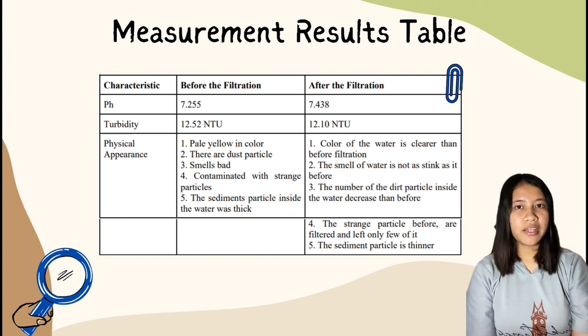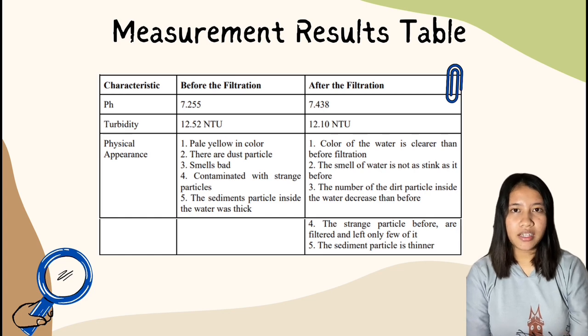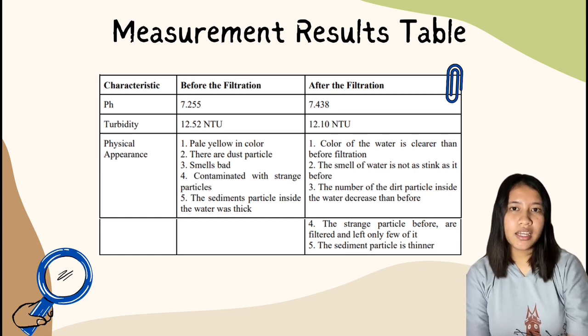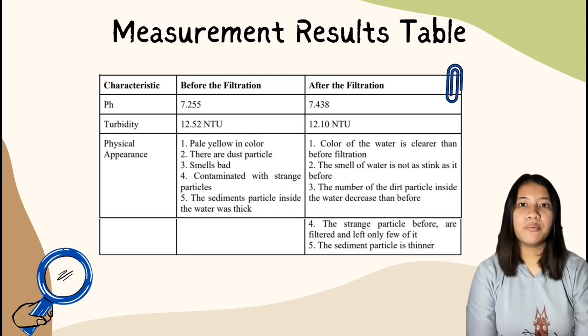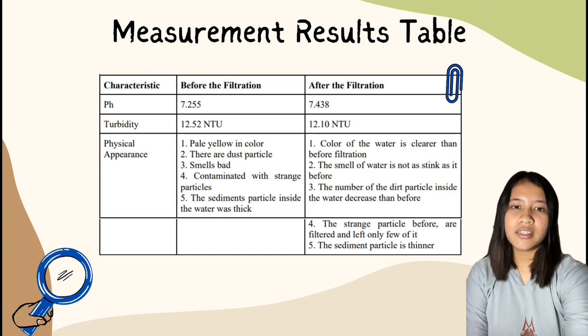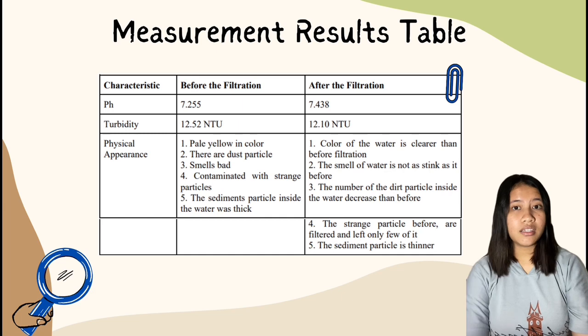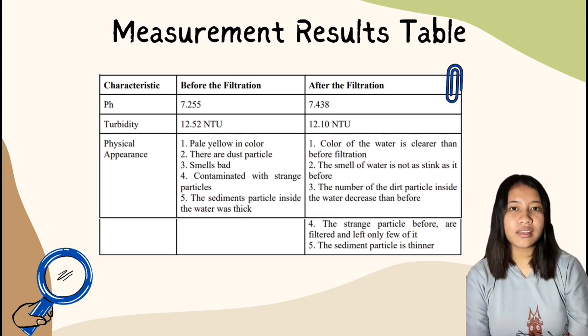Now I want to explain the measurement result table. First, pH. Before filtration, the pH is 7.255, and after filtration, the pH is 7.438. Second, turbidity. Before filtration, the turbidity is 12.52 NTU, and after filtration, the turbidity is 12.10 NTU.